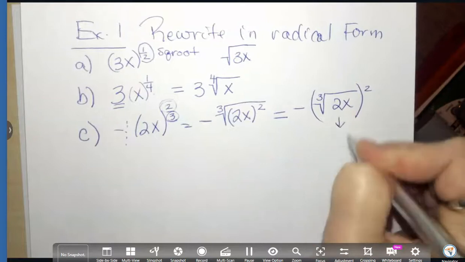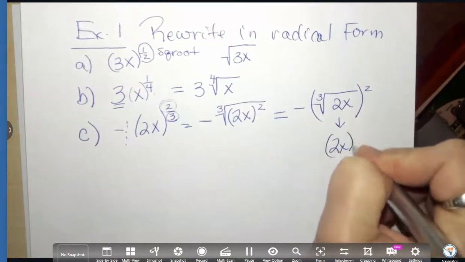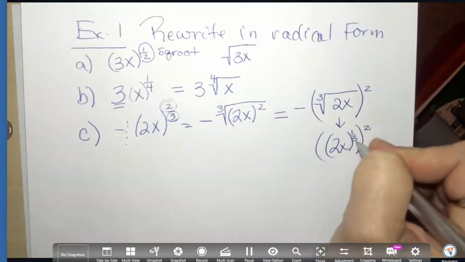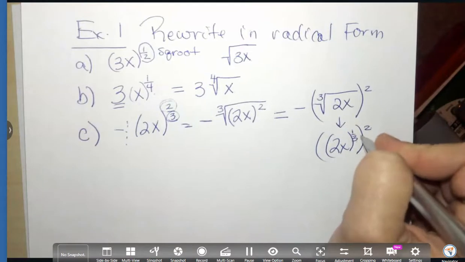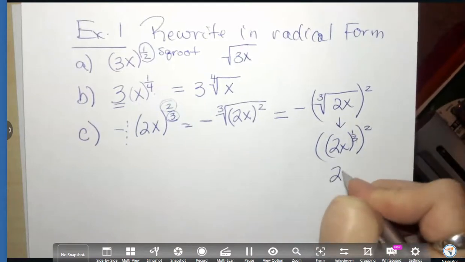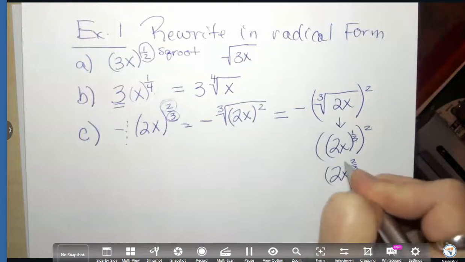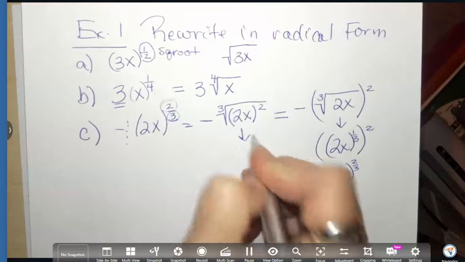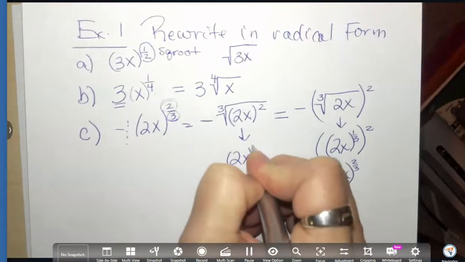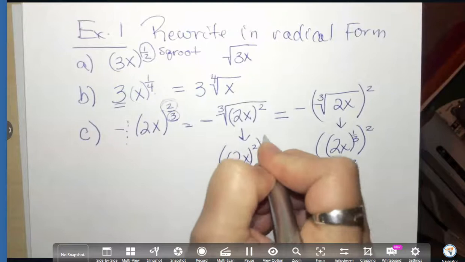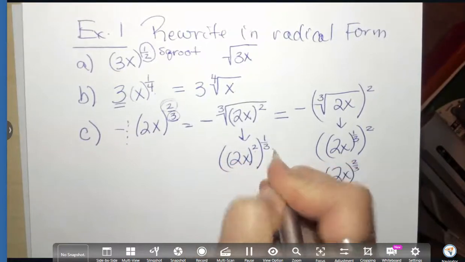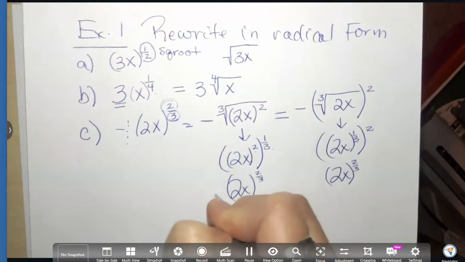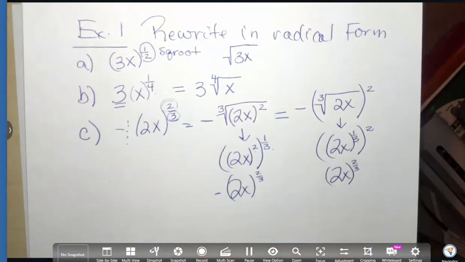Because this part is saying 2x raised to the 1/3 power, and then it is being squared. Well, when we raise to a power, we multiply the exponents. So this is saying 2x to the 2/3 power. Or we could think about it like this. This is saying 2x squared, all raised to the 1/3 power. 2 times 1/3 is still 2/3. So that's going one direction.